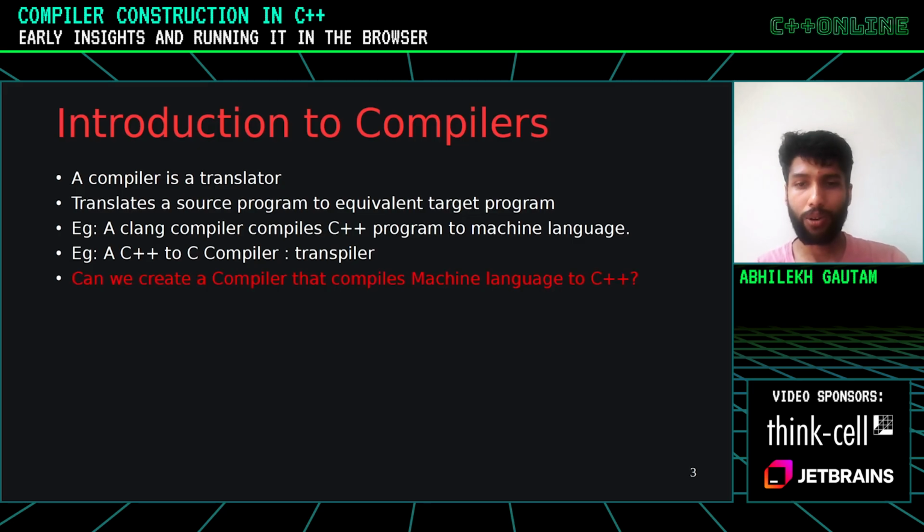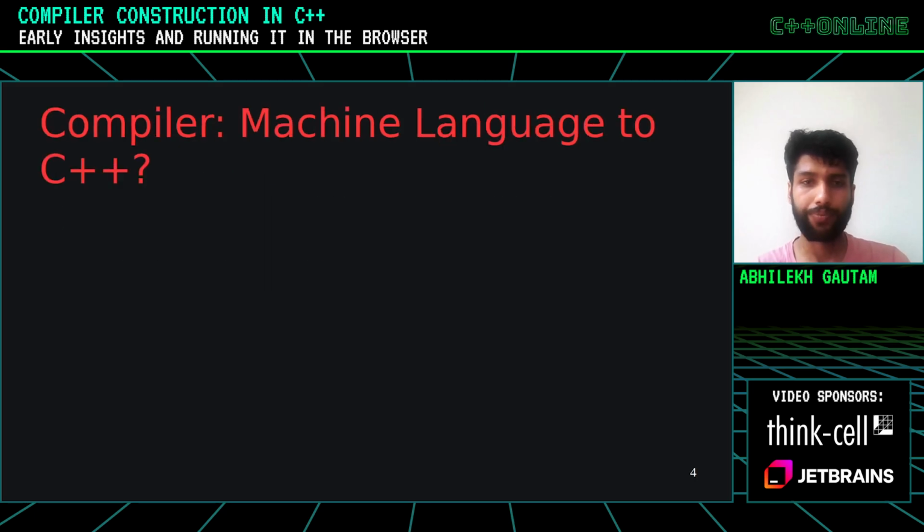Whenever I talk about compilers, I like to talk a bit about the other way. That is, can we go from machine language to C++? The next slide will be about that. Yeah, and the question is, can we go from machine language to C++? I'd like to start by stating that nothing is impossible, right?